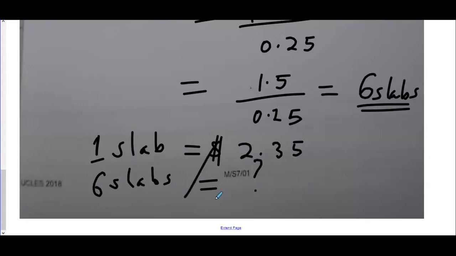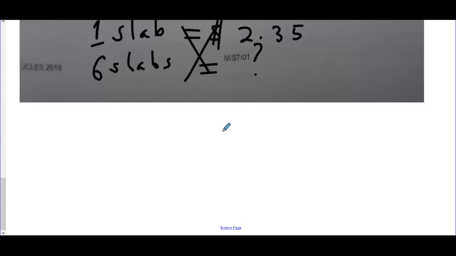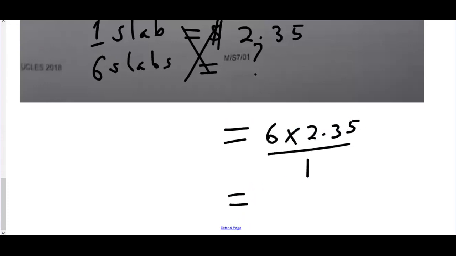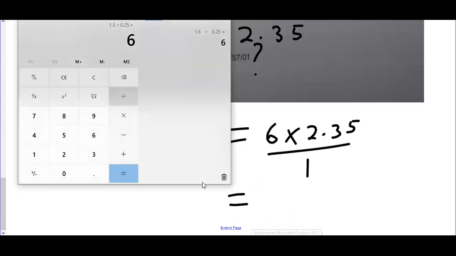So here, if you cross multiply, you end up getting 6 times 2.35 divided by 1. So we have this 6, we're going to multiply by 2.35. So we have 6 times 2.35, and we're going to have 14.10.